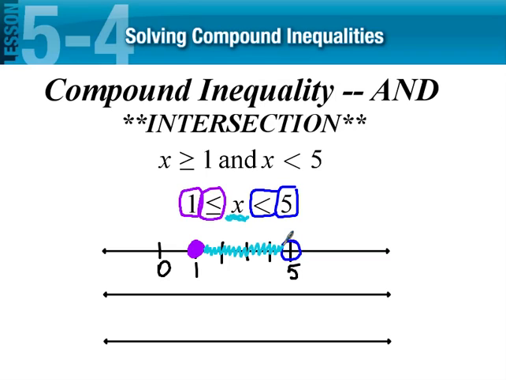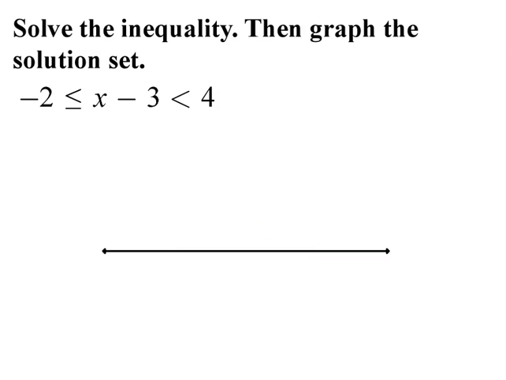Okay. So let's look at an example. Solve the inequality, then graph the solution set. Now, if you notice, this is kind of one of those sandwich ones again, where x is in the middle. So what I want to do is I want to get x all by itself. So in order to get x all by itself, I have to get rid of the negative 3. So what undoes a negative 3? Adding 3. So I'm going to add 3 here. I'm also going to add 3 on the left. And I'm going to add 3 on the right.